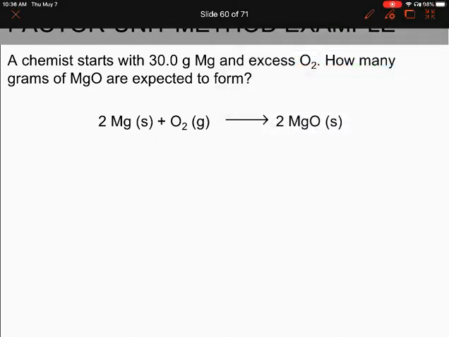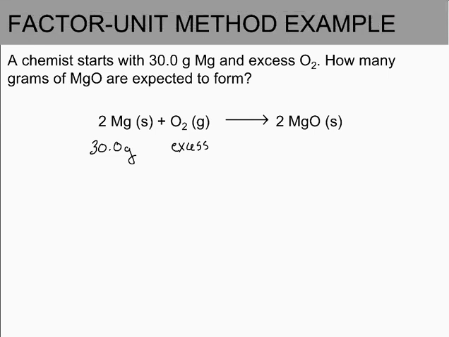Okay, so we're told that we are starting with 30 grams of magnesium. We have excess oxygen, so we don't have to worry about how much oxygen there is. And we're going to try to determine how many grams of magnesium oxide will be produced.